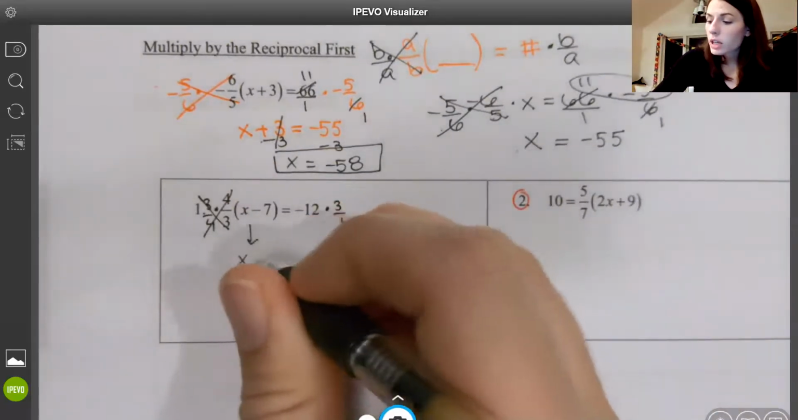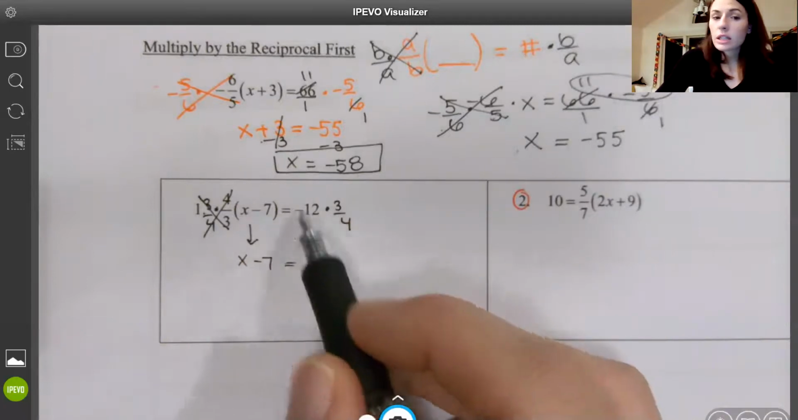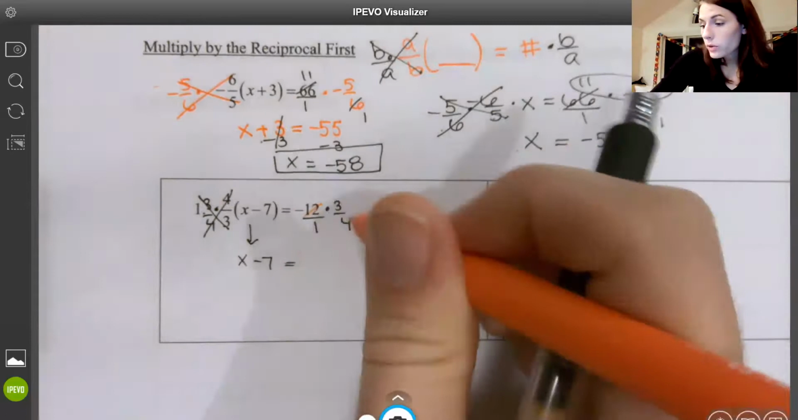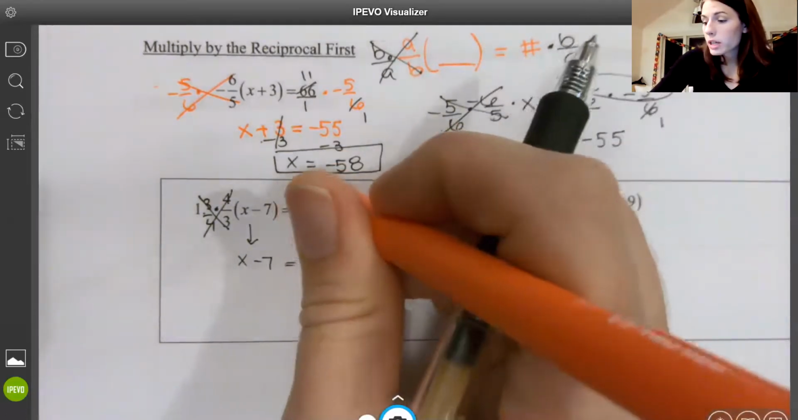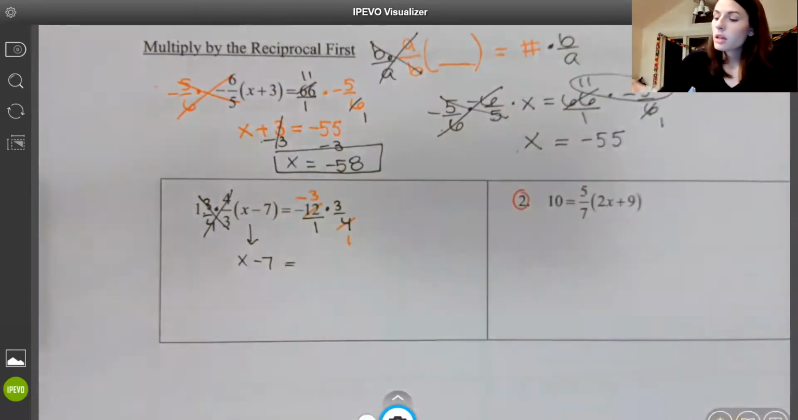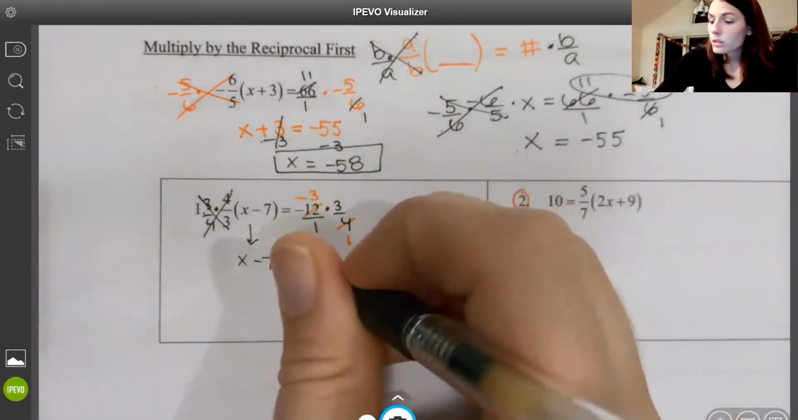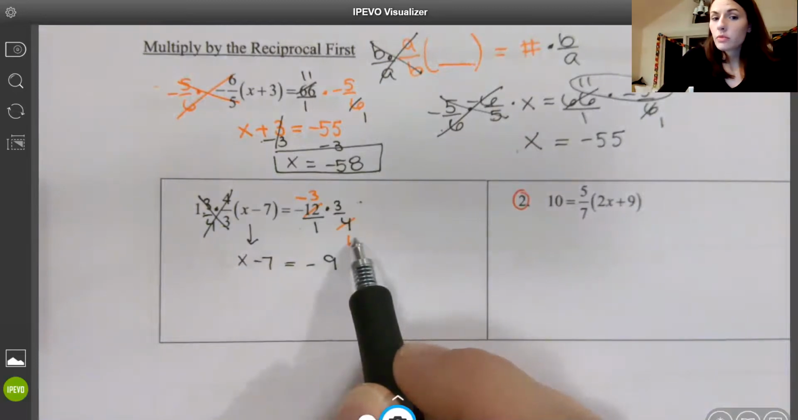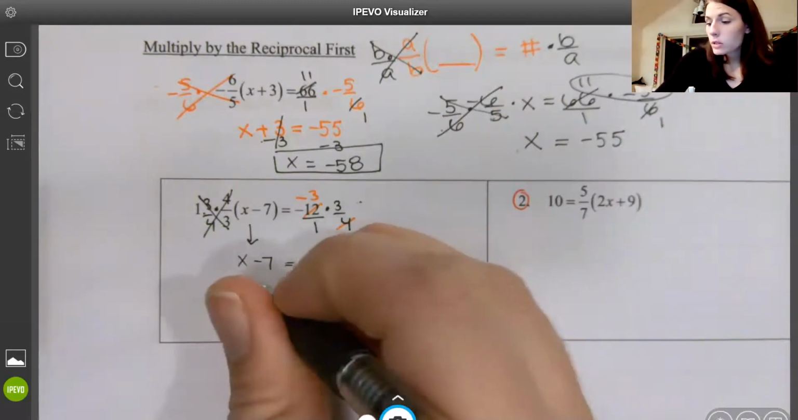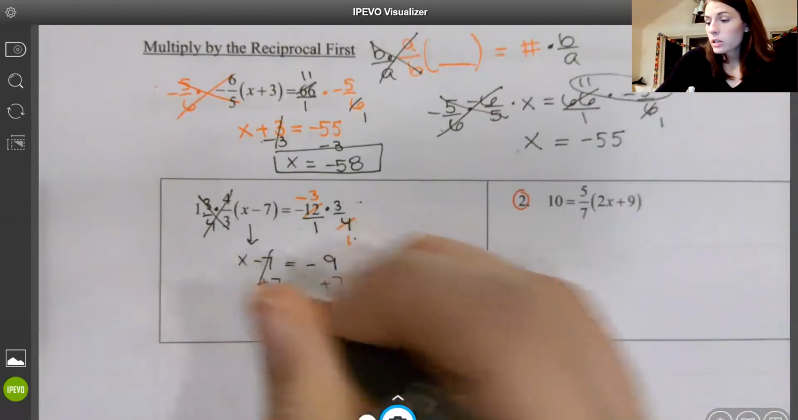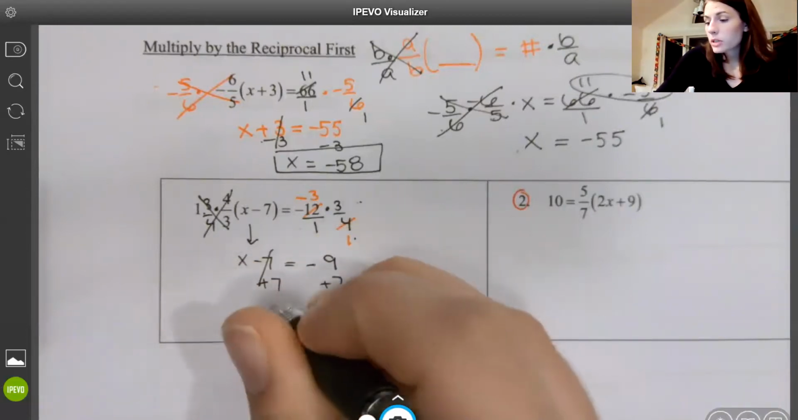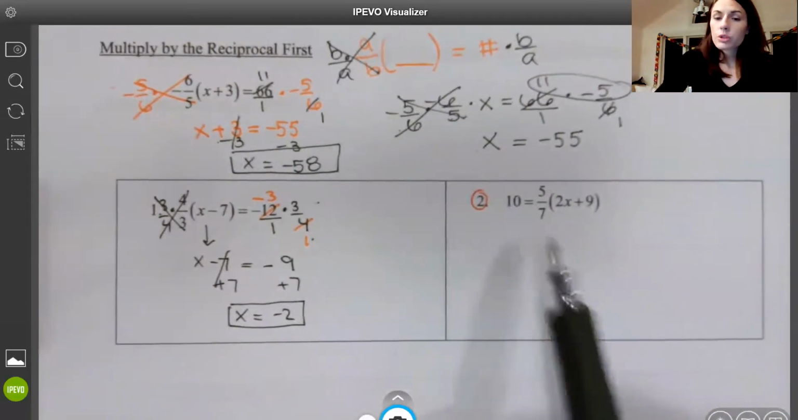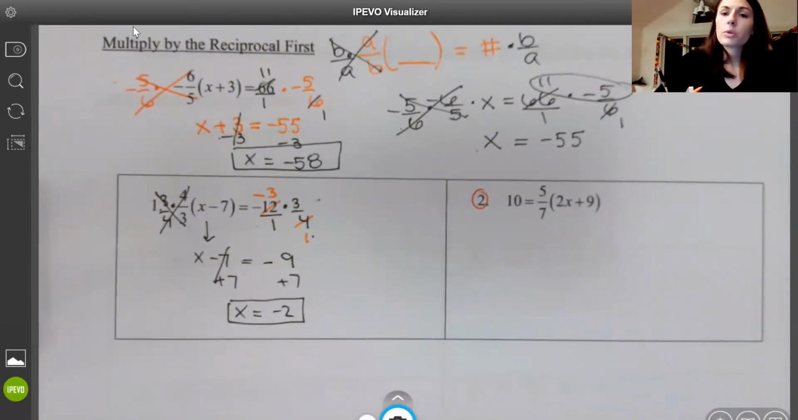And it's going to leave me with x minus 7 equals, cleaning this up, I can reduce -12 over 4 is going to be -3 over 1. And then multiplying numerators together gives me -9 over 1. Now remember, I still have to solve. So I'm adding 7 to both sides, and x equals -2. Now I want you to try number 2 on your own, and then check your work when you're done.